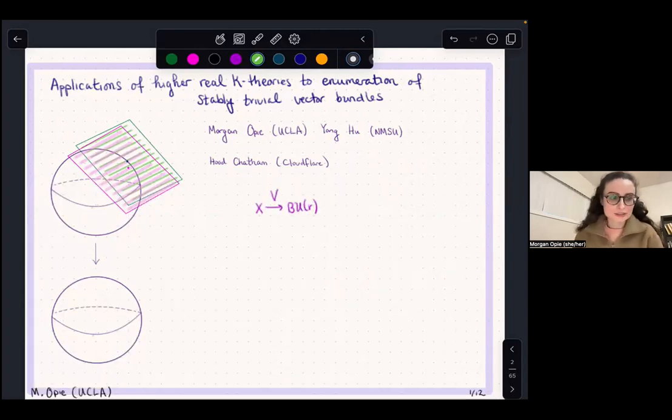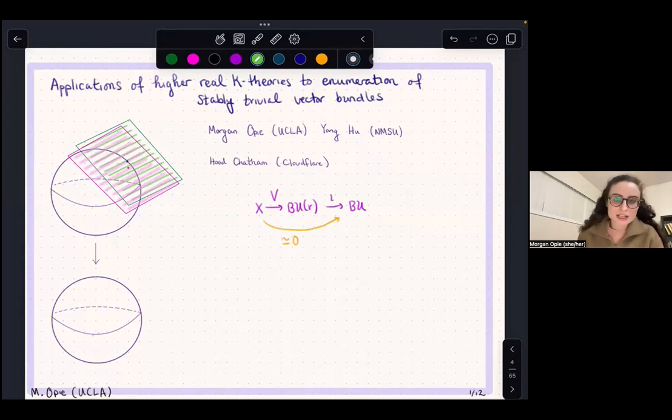So I want to think about vector bundles. This picture that I drew is just for inspiration; I'm not actually going to be talking about real vector bundles. For me, by a vector bundle, I'll mean a homotopy class of maps from some space X, which is always, in this talk, a finite CW complex, to the classifying space BU(R). So this is a complex vector bundle, since I'm looking at complex unitary matrices, and I can consider the map from BU(R) to the infinite classifying space for stable bundles, BU.